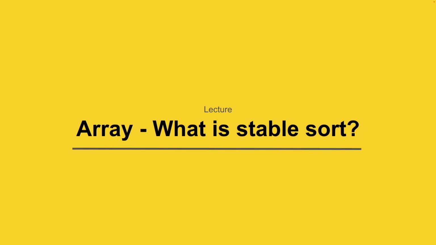What is stable sort in JavaScript? Stable sort is a sorting mechanism in which if there are any similar items before sorting, those will remain in their current position, or the same sequence, after the sorting as well. Let's see with a small example to understand it better.